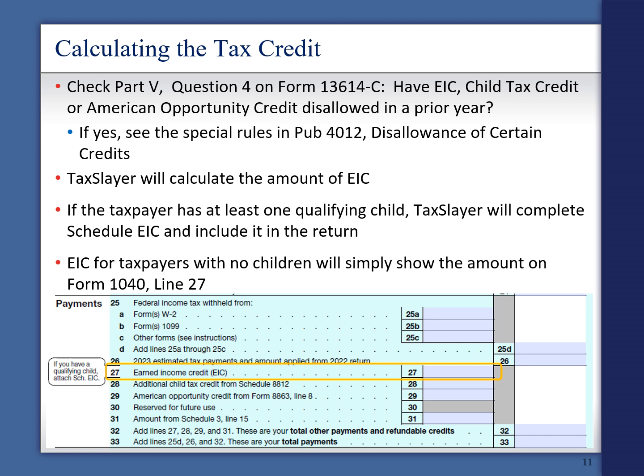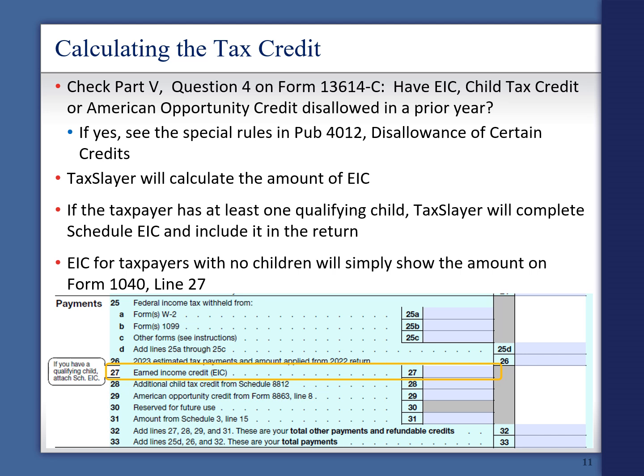Review Form 13614-C, Intake Interview and Quality Review Sheet under Part 5, Life Events, question number 4. Last year, did you or your spouse have EIC, Child Tax Credit, or American Opportunity Credit disallowed in a prior year? If yes, for which tax year? If this question is answered yes, then Form 8862, Information to Claim Certain Refundable Credits After Disallowance, must be completed. If this form is not completed, the tax return will be rejected by the IRS.